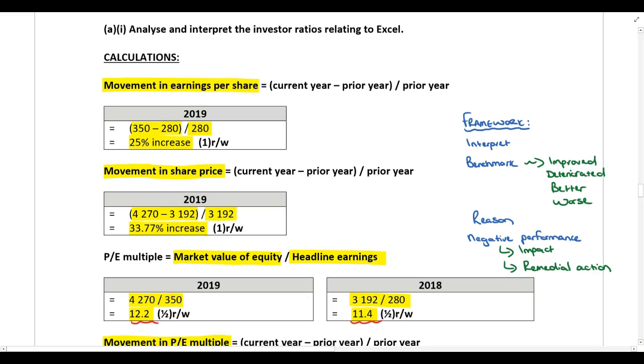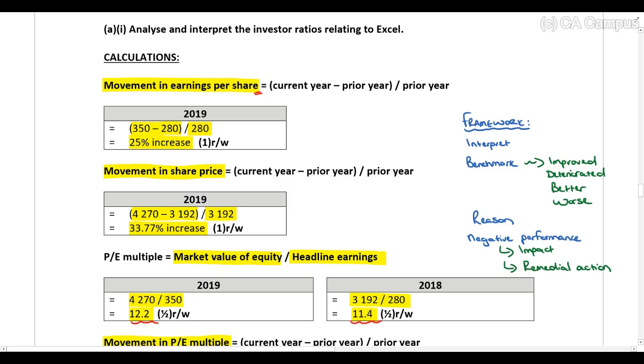So first, if we start with earnings per share, we need to first interpret the ratio. Now remember from our lecture, guys, I said to you, some ratios you won't need to interpret because the interpretation is self-explanatory. And this is one of those. The movement in earnings per share is the movement in earnings per share. Either your earnings per share has increased or it's decreased from the prior year. So there's nothing really to interpret over there.